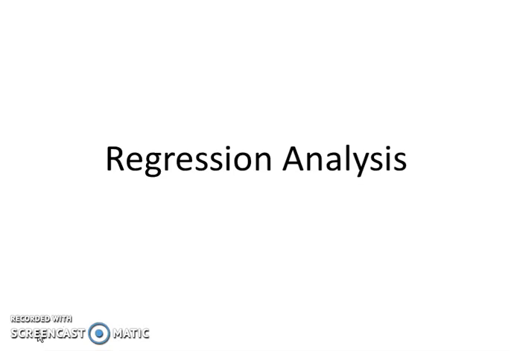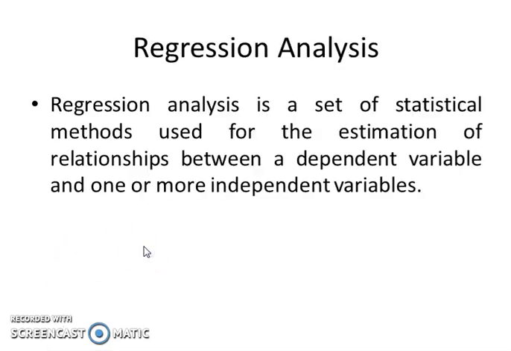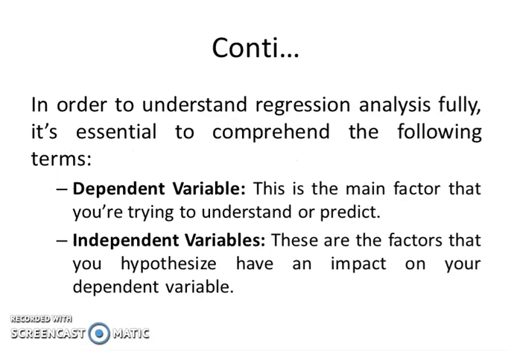Regression analysis is just a statistical technique which helps you to study the relationship between two variables. Through regression you can identify how one variable is impacting another variable. So this is the advantage of regression. Basically there are two types of variables in regression. One is the dependent variable and the second one is the independent variable.